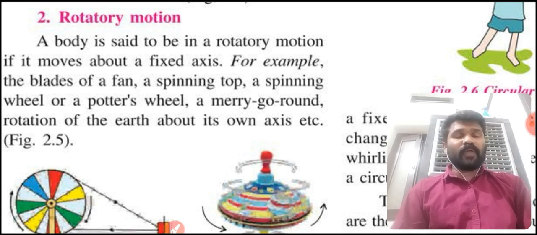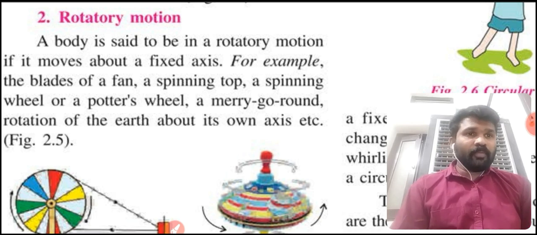Fixed axis. For example, the blades of a fan. If you are sitting under the fan now, just observe the blades of a fan. Or a spinning top, you always play with spinners. A spinning wheel or a potter's wheel, a merry-go-round, rotation of the earth about its own axis, etc. are examples of rotatory motion.